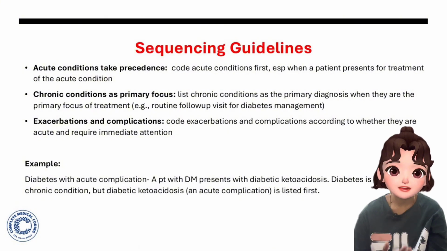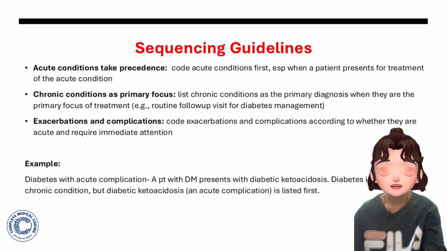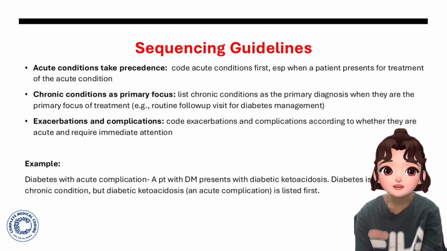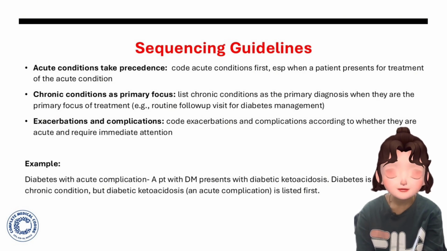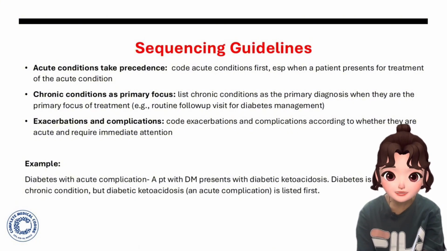Then you have to code some history. If there is any history of DM or something, whatever the patient is having, you have to code it separately as a secondary diagnosis. But if the patient is here to treat an acute condition, you have to always code the acute condition first. Okay.